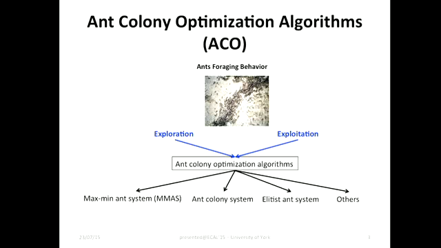There are several variants of ACO algorithm, like max-min ant system, ant colony system, and others. And the selection of any of them to solve our problem is based on the problem itself. For the edge detection problem, which we are discussing in our paper, we have selected the ant colony system.